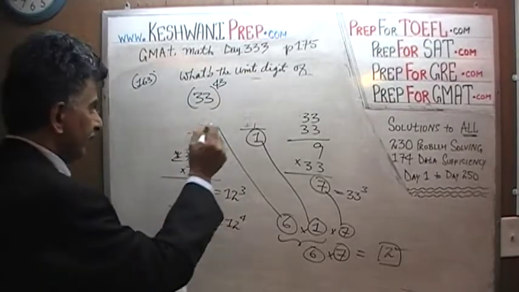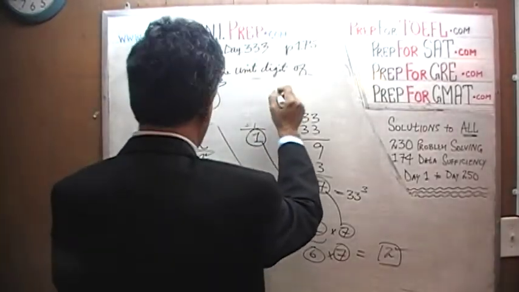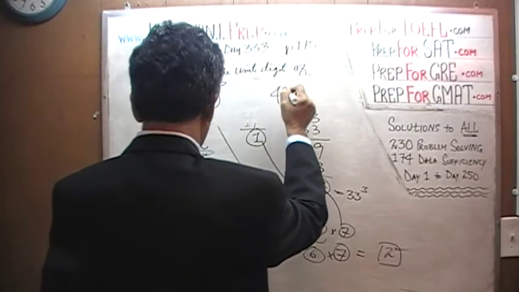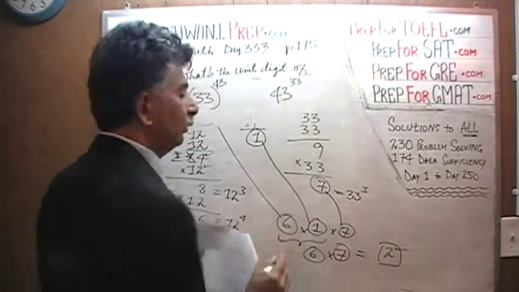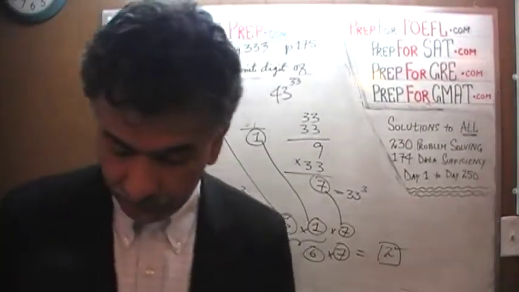And then once you have that, do this part separately: what's the unit digit of 43 raised to 33? Do them as two separate problems, and then at the end we'll put them together.